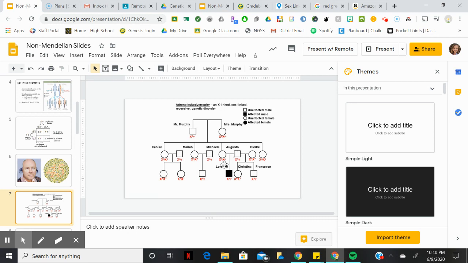Michaela had a 50-50 chance. She could have passed on her good X or her bad X. Even if she had passed on her bad X, if Augusto had passed on his X, they would have had a girl who was a carrier. But Augusto passed on his Y, Michaela passed on her bad X, and you get Lorenzo.